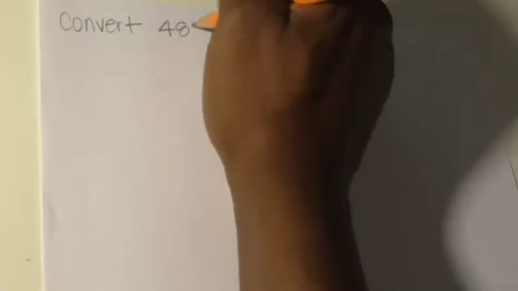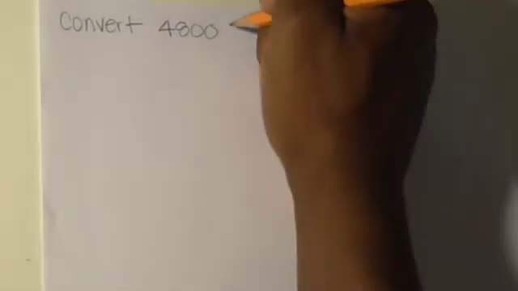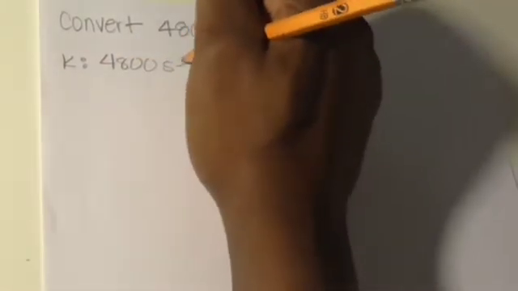So also on page 47, there's another problem there. And that one is converting 4,800 seconds to hours. This means that our known is the 4,800 seconds. Our unknown is hours.